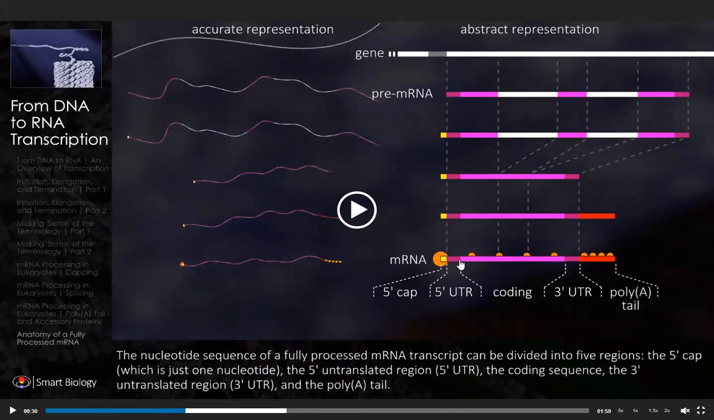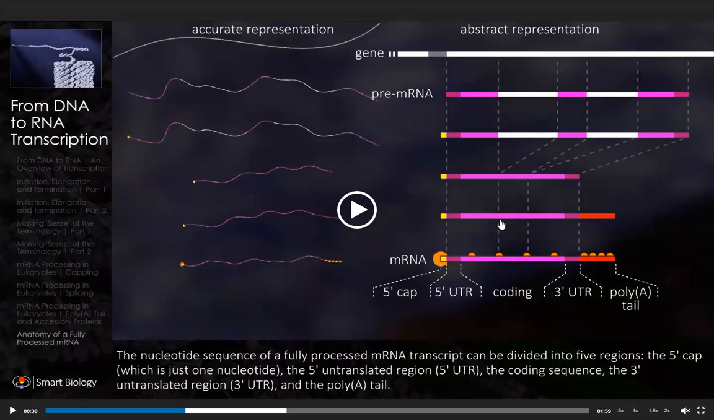The UTR is the untranslated region. So this mRNA is going to now go to the cytosol, and it will go and bind to the ribosomes, and then it will undergo translation. For this translation to happen, this translation will happen only within the coding sequence.